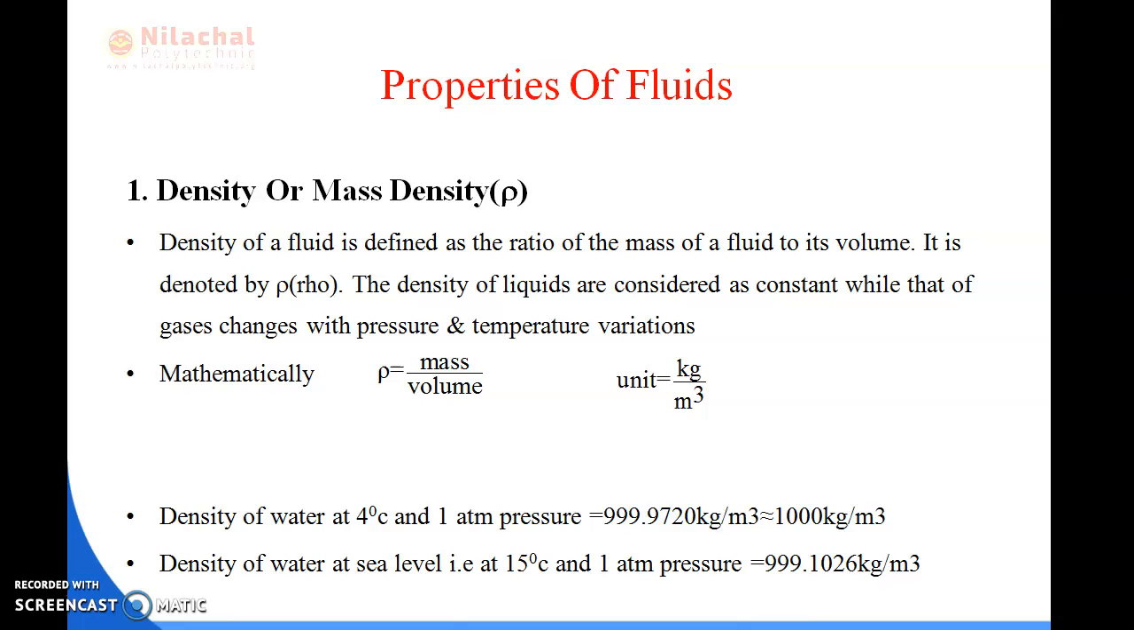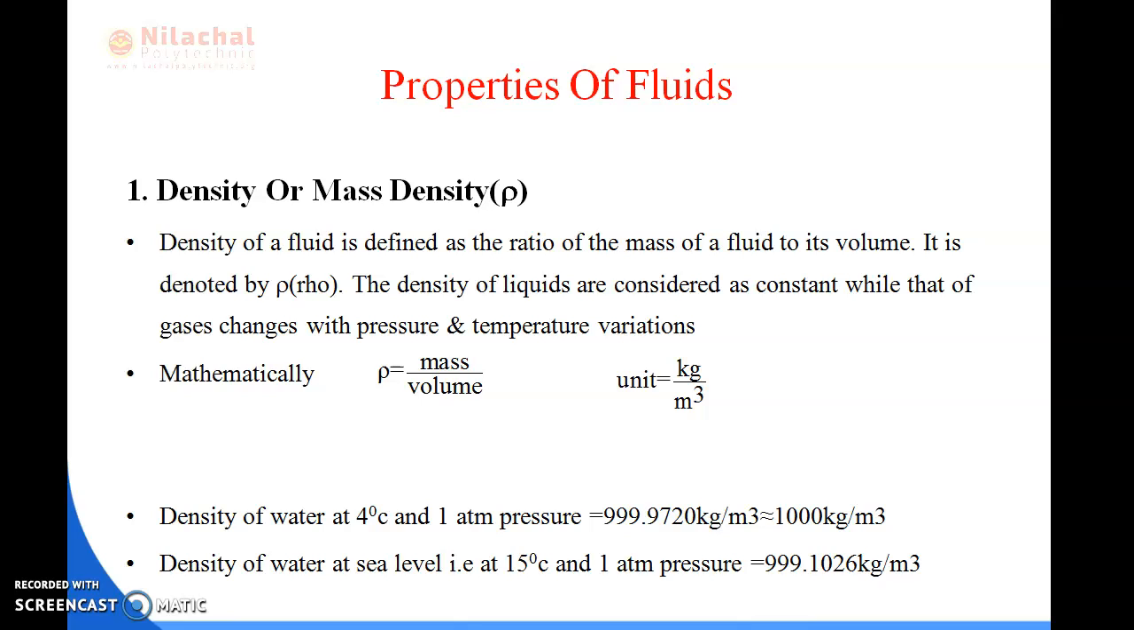Let's go to the mathematical representation. Mathematically, rho is equal to mass by volume. The unit of mass is kg and the unit of volume is meter cube, so the unit of density is kg per meter cube. The density of water at 4 degrees Celsius and 1 atmospheric pressure is nearly equal to 1000 kg per meter cube. Here we are considering water as a standard fluid.